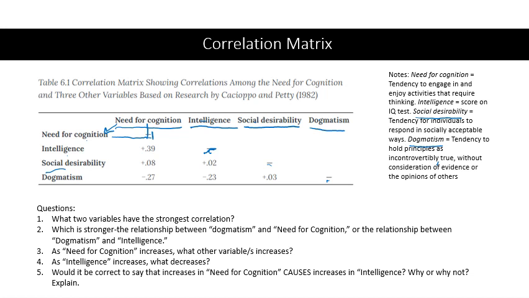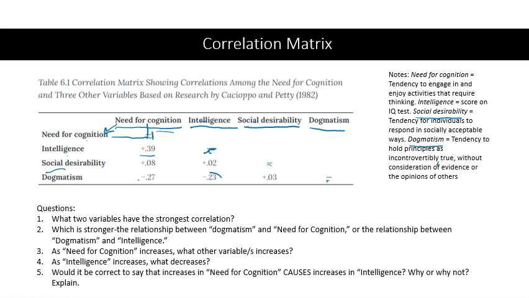The relationship between intelligence and need for cognition is 0.39, a positive correlation. As intelligence goes up, need for cognition goes up. You can see that dogmatism, or rigid grasping onto principles, decreases as need for cognition increases, at a weak to moderate negative effect, minus 0.27. Dogmatism decreases as intelligence increases. And none of these have much of a relationship to social desirability.